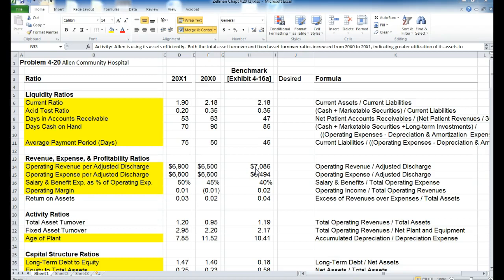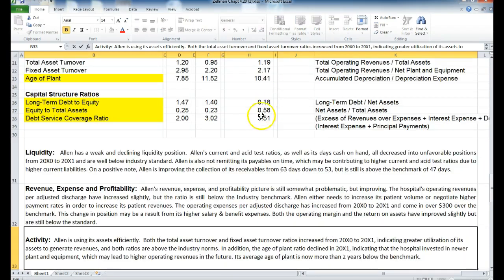4.16a, Financial Ratios for All U.S. Hospitals by Bed Size. So the problem tells us that Allen Hospital is in the category of 1 to 99 beds. I believe it's 95 beds, and so we use the benchmarks from that table.